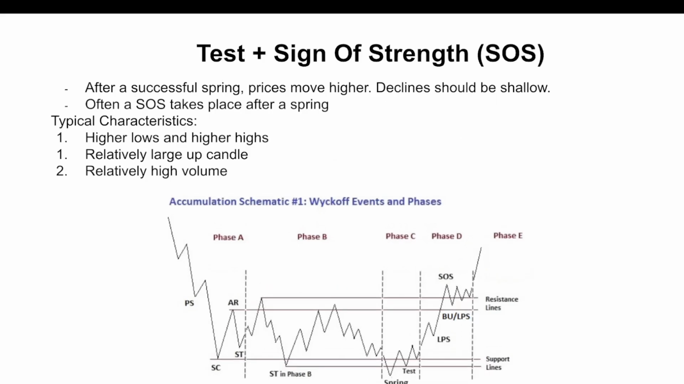After the spring, the market needs confirmation. That's where the test and the sign of strength come in. A successful test will show shallow pullbacks and higher lows, while the sign of strength is a strong rally with high volume and large bullish candlesticks. This is all relative, right? If we take a look at the typical characteristics of a test and the sign of strength, we want to see prices forming higher lows and higher highs, relatively large bullish candlesticks, and on relatively high volume. What these characteristics indicate to us is that this is where demand clearly dominates supply. When demand dominates supply, these are some of the footprints that are evident within the trading range.